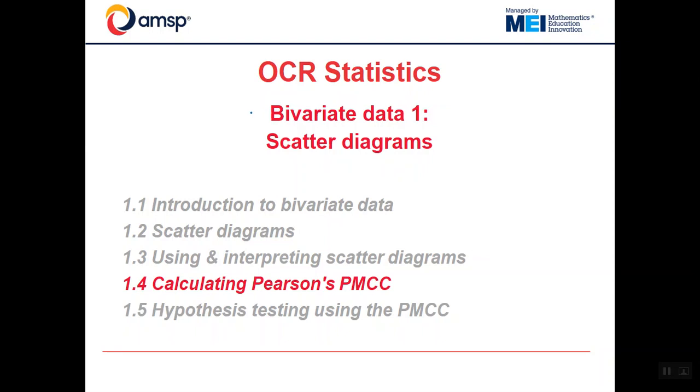OCR Statistics Bivariate Data 1 Scatter Diagrams. This is video 1.4, which is on calculating Pearson's product moment correlation coefficient.